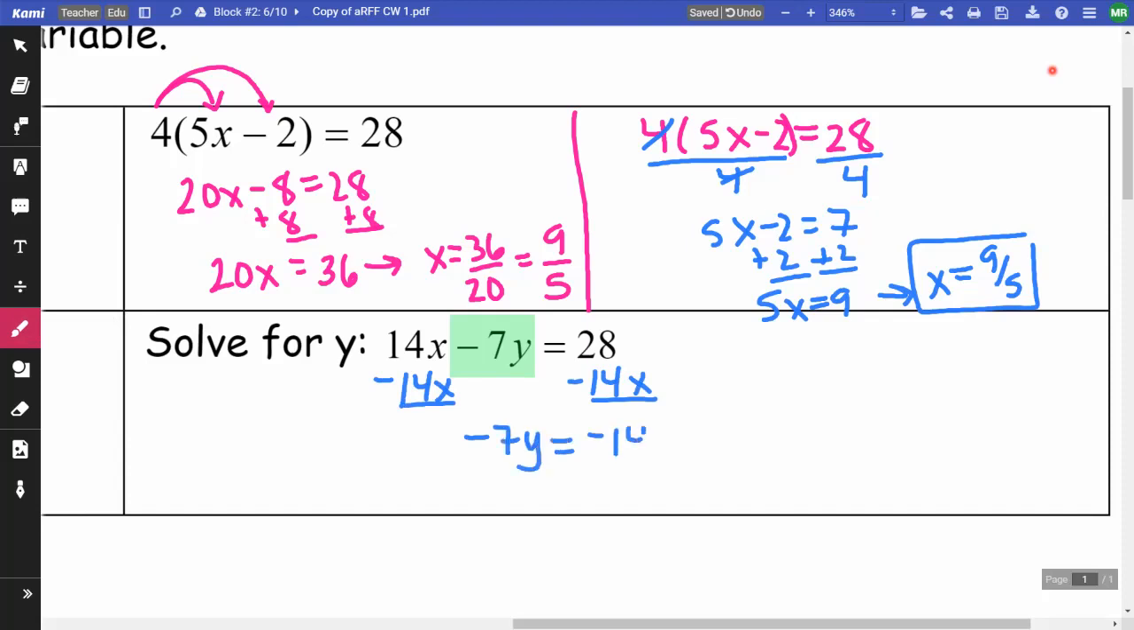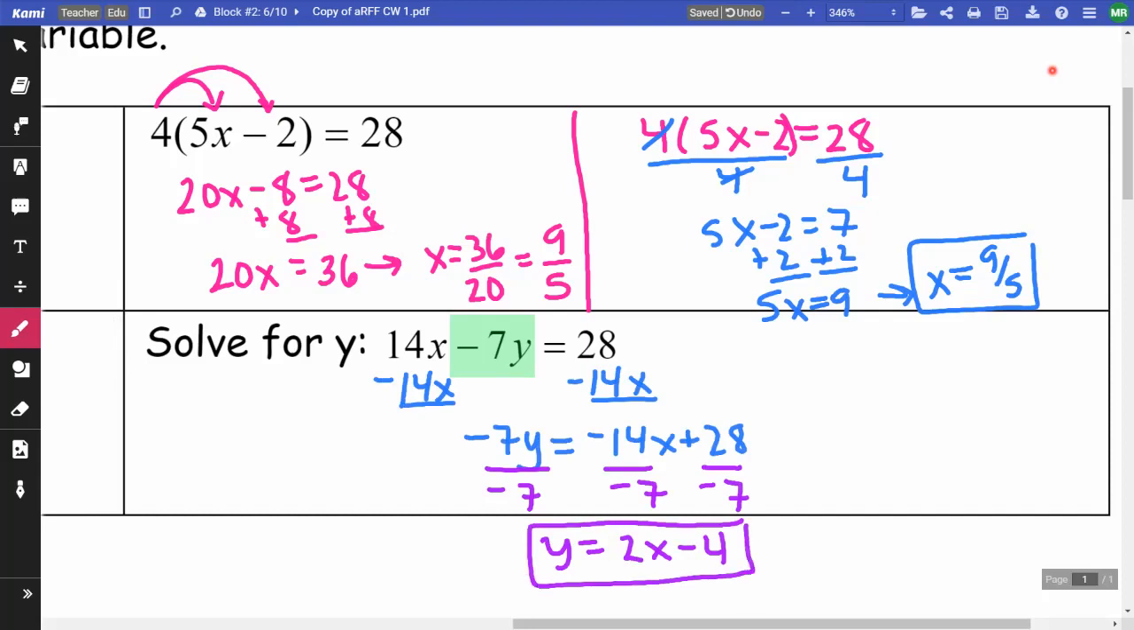And I like to do the negative 14x first and then the plus 28. And then I'm going to divide everything by negative 7, by negative 7, by negative 7. And I'm going to get y is equal to 2x minus 4. And that's your equation. And that's your answer. You're not going to get a number answer on this.